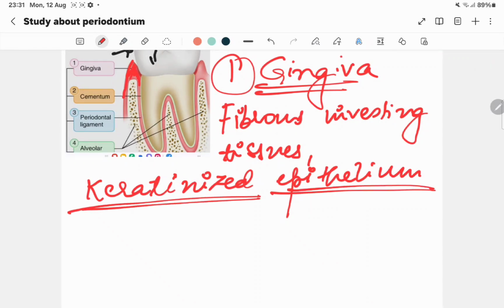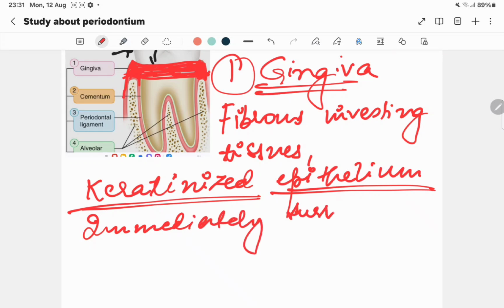So it is covered with a keratinized epithelium, and immediately it surrounds the tooth. See, it is surrounding the tooth. Here also you can see gingiva. So it's present around the tooth like this. Basically you can see, it immediately surrounds the tooth.